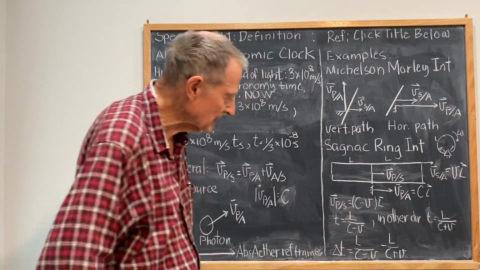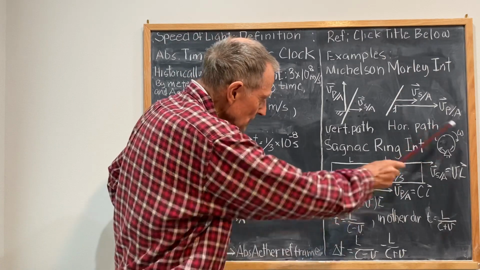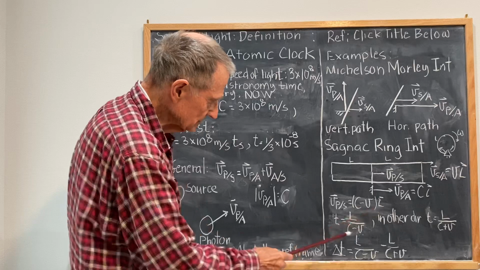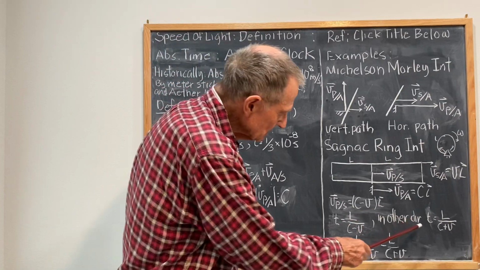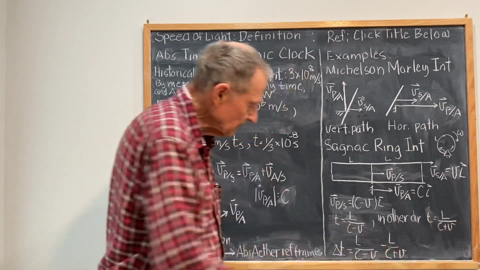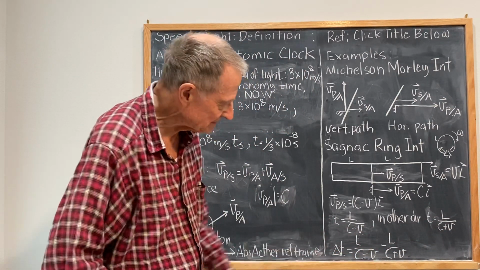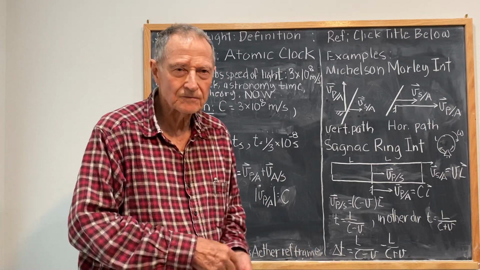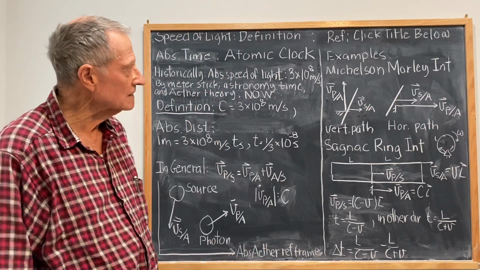minus v times I, in which case the time for the photon to go around one cycle in this direction is L divided by the relative speed, c minus v. In the other direction, the time is L over c plus v, from which you get a delta t given by this, which is the standard expression for the difference between the time of arrival of the two paths for the Sagnac interferometer.